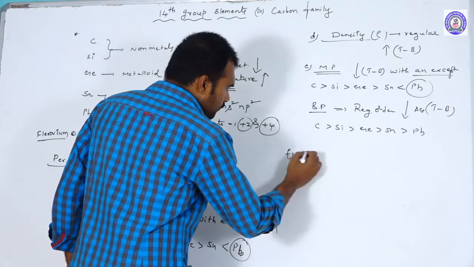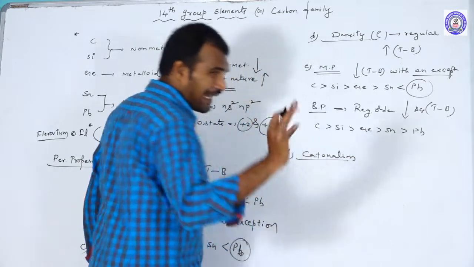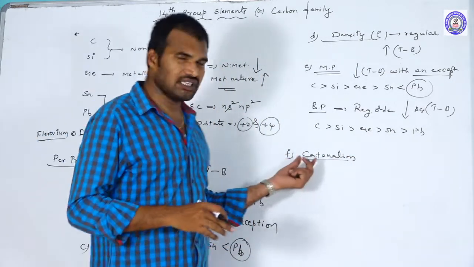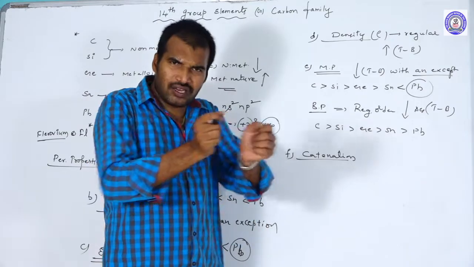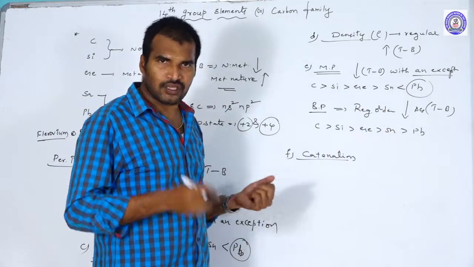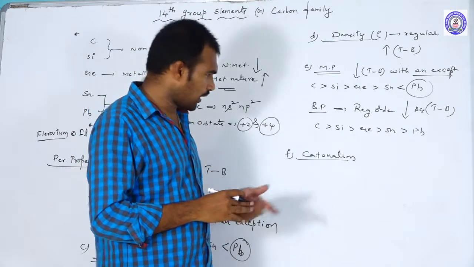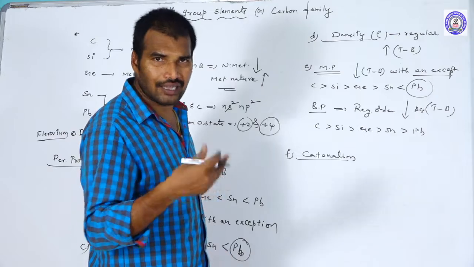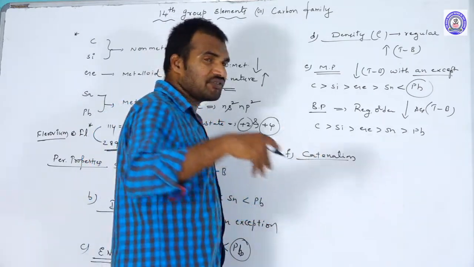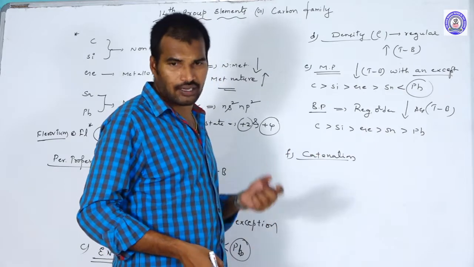Next one, catenation. What is meant by catenation? Catenation is nothing but the ability of a species to make longer chains. That is what we call catenation power. This catenation is because of the high strength of the C-C bond. The catenation ability is more for carbon, because the C-C bond strength is more than Si-Si and the remaining bonds. That is why catenation power is more for carbon.